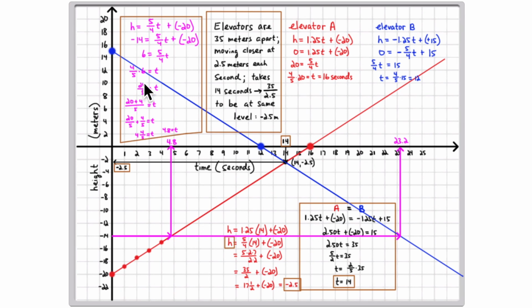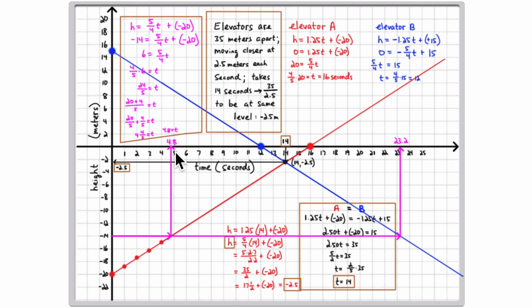Well, 4/5 of 6 is 24/5. 4 times 6 is 24. And you divide out 24/5. Divide 20 by 5. That's 4. And you're left with 4/5. So 20 divided by 5 is 4. And 4/5 is the same as 8/10. So this is 4 and 8/10 is the time. This time right here.